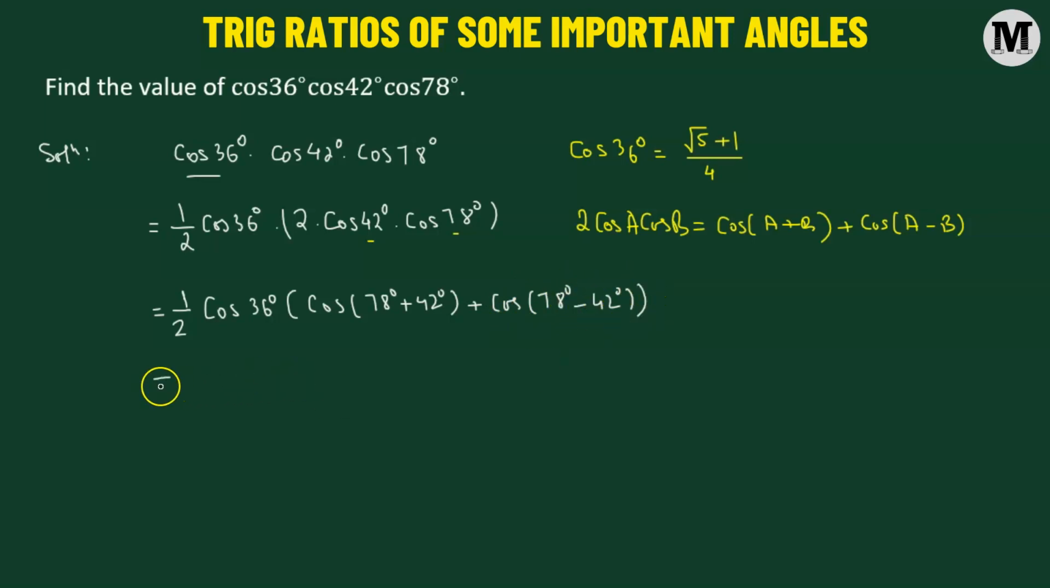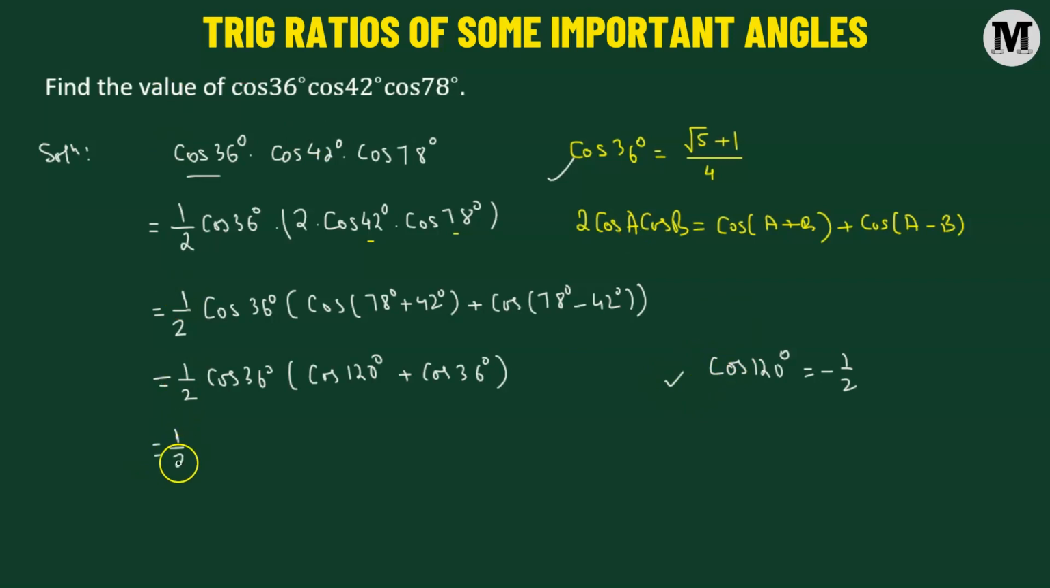Fine, let's compute the value now. We have half cosine of 36 degrees multiplied by cosine of 120 degrees added to cosine of 36 degrees. Now cosine of 120 degrees also has a standard value. So cosine of 120 degrees equals negative 1/2. We have cosine of 36 degrees and cosine of 120 degrees. We'll substitute these values to get half multiplied by square root of 5 added to 1 divided by 4. That's the value of cosine 36 degrees. Multiplied to it will be negative half plus square root of 5 plus 1 over 4.